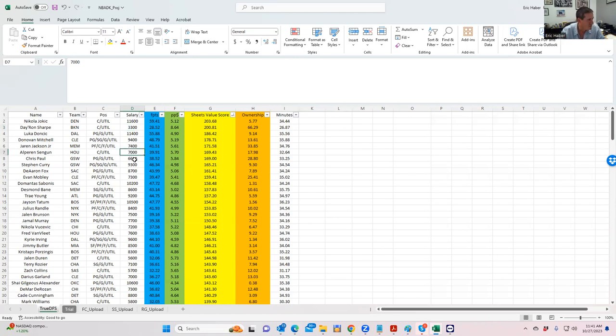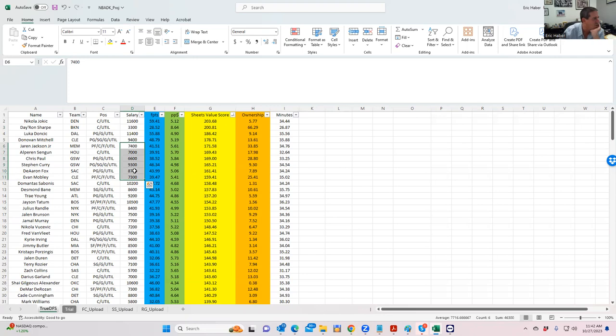Other guys that kind of rate high in this way of looking at things are guys like Chris Paul. So Chris Paul, again, he's one of the cheaper guys that is near the top in Sheets value scoring. And then you have Jaren Jackson, Alperen Sengun, and even down to Evan Mobley. So these are the top guys.